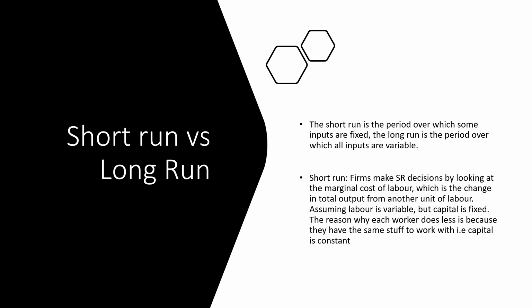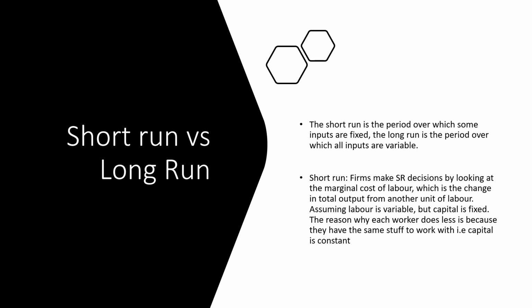One more concept that you have to learn after that whole brain full of different terms and graphs is the short run versus the long run, which is relatively easier. The short run is the period over which some of the inputs are fixed, and the long run is a period over which all inputs are variable.